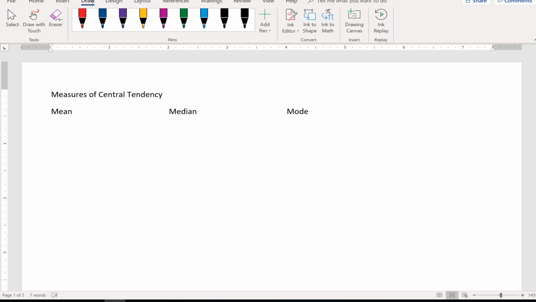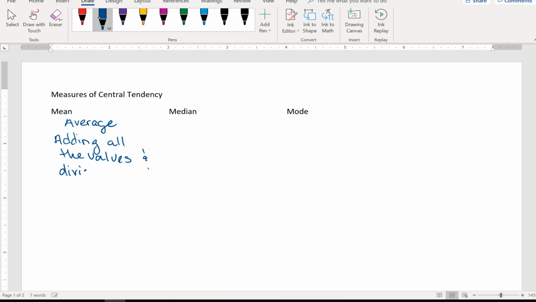So the mean, this is the average. And the average you get by adding up all the values and dividing by the number of values. So adding all the values and dividing by the number of values.